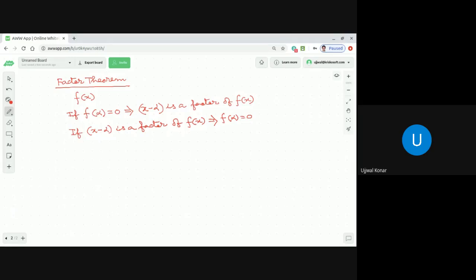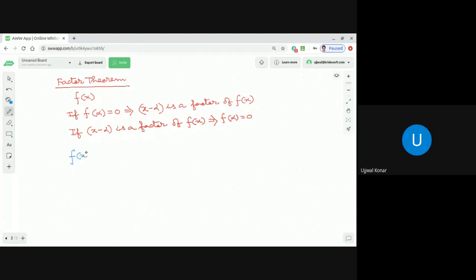Clear or not clear? Yes, sir, clear. Okay, great. I'm going to establish how we get this one. Think about that. Let me use a different color. That you are dividing a polynomial f(x).